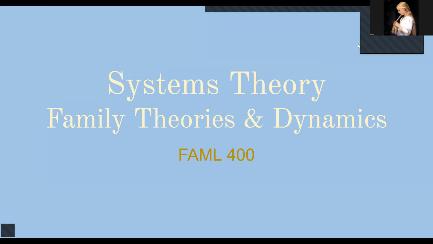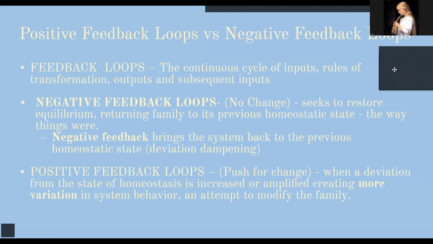Specifically, we're going to talk about feedback loops. So, feedback loops are the continuous cycle of inputs, rules of transformation, and outputs, and subsequent inputs. In families, we see negative feedback loops and positive feedback loops. In a negative feedback loop, nothing changes. We are going to be returning to homeostasis through negative feedback loops.